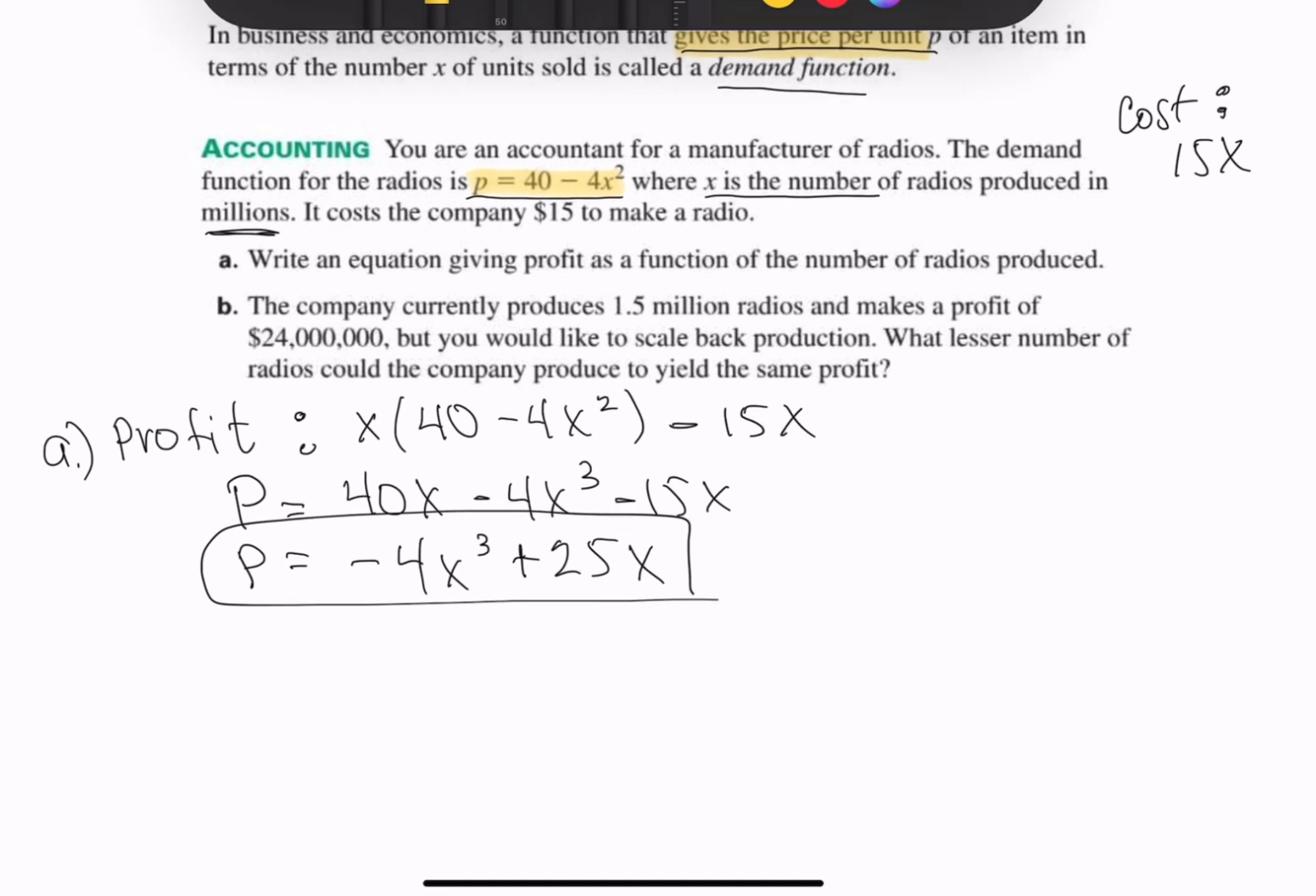Now, the company currently produces 1.5 million radios and makes a profit of 24 million. But you would like to scale back production. What lesser number of radios could the company produce to yield the same profit? I'm going to start this off as a graph.